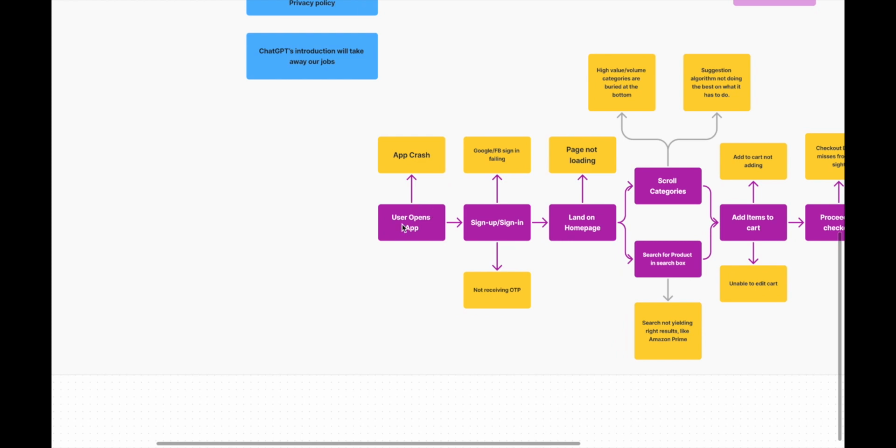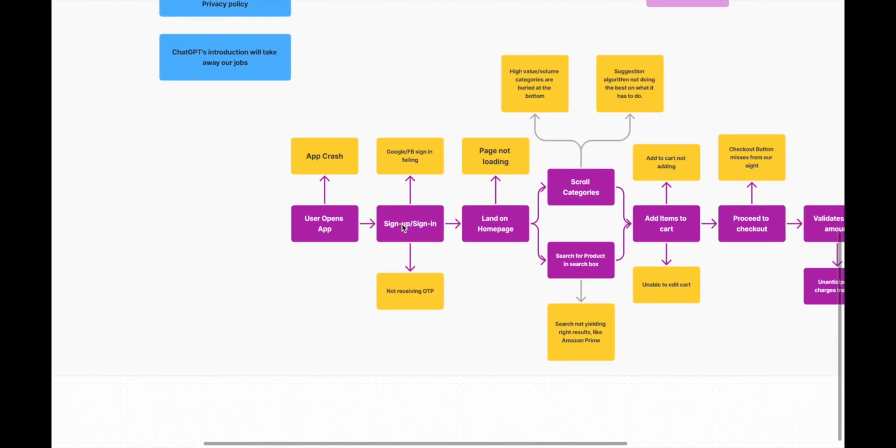Let's say the user opens the app but the app crashes. So that could be one reason why people are not active on the app and they could not make any purchase. And if that is not the reason, let's go forward. The sign up or sign in page. So on the sign up or sign in page, either people are not able to log in and that is causing a temporary pause in them logging in, or they're not receiving OTP after entering the mobile number, that is also essentially them not being able to log in. If they're not able to log in, they cannot place an order and they cannot complete a transaction, and therefore that could be an issue.